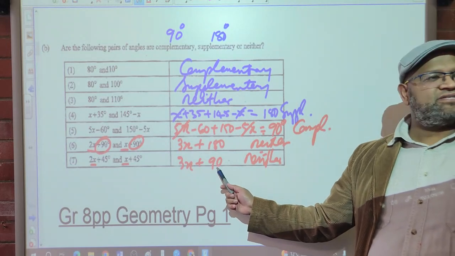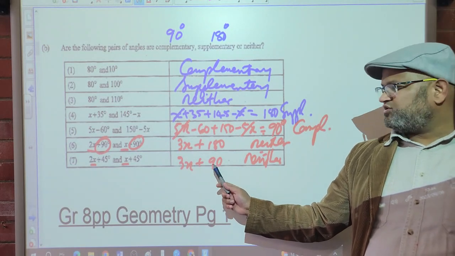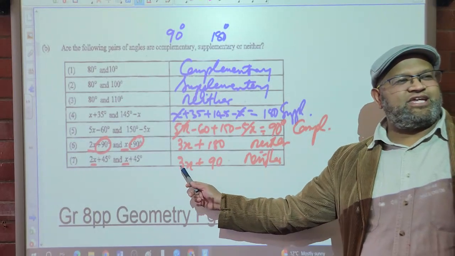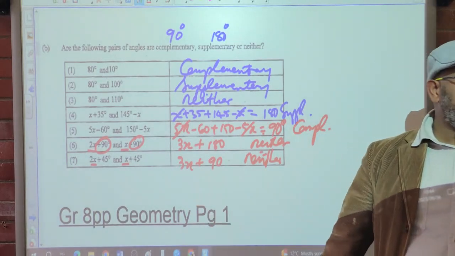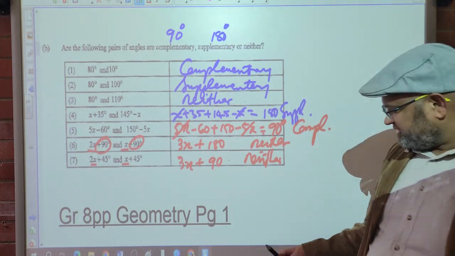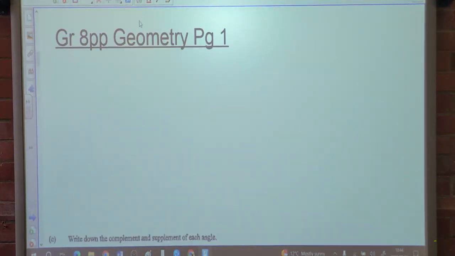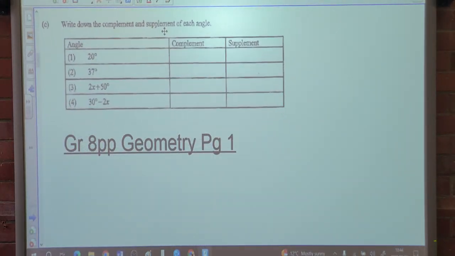No, supplementary means 180. So 90 plus what is 180? 90. So 3 times what is 90? 30. Okay, you guys understand? But for now, it's going to be neither. Alright, people, let's carry on with our lives.